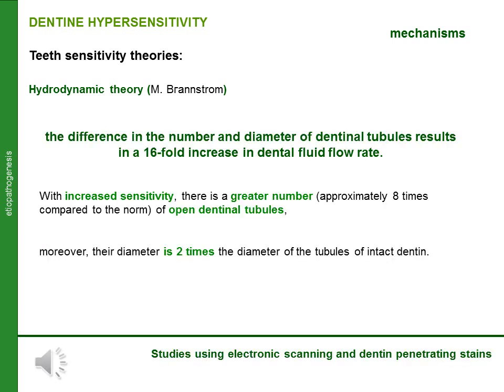Studies using electron scanning and dentin-penetrating stains show that the difference in the number and diameter of dental tubulus results in a 16-fold increase in dental fluid flow rate. With increased sensitivity, there is a greater number, approximately 8 times compared to the norm, of open dentinal tubulus. Moreover, their diameter is 2 times the diameter of the tubulus of intact dentin.